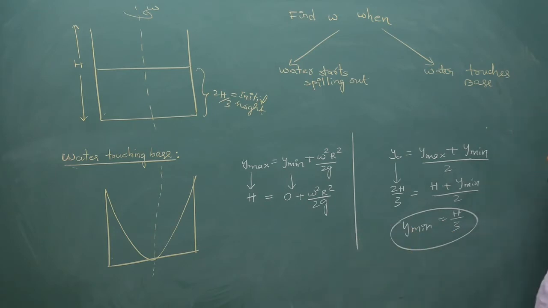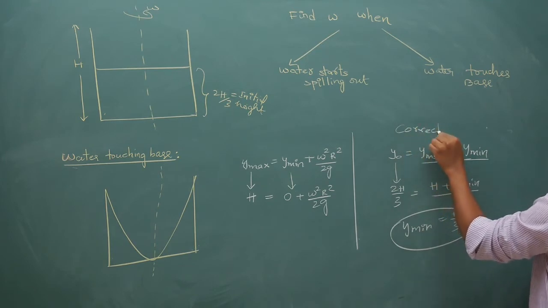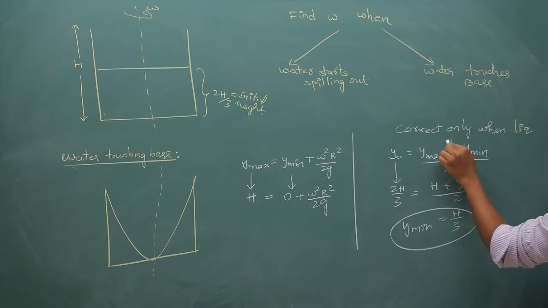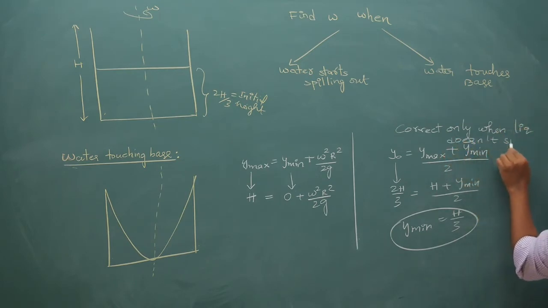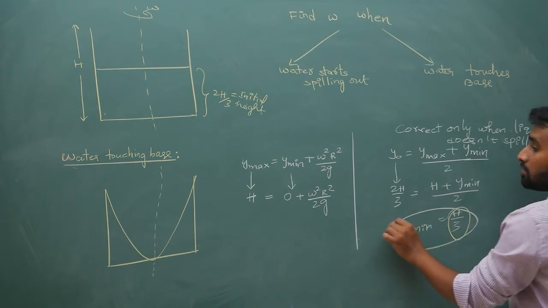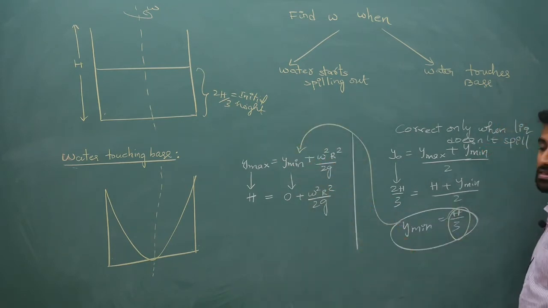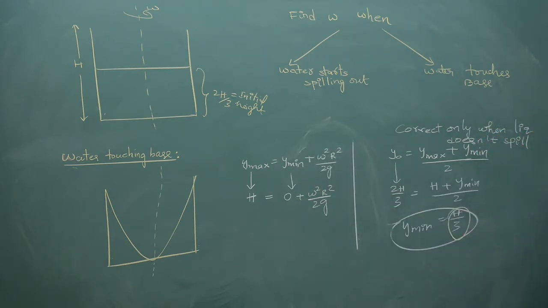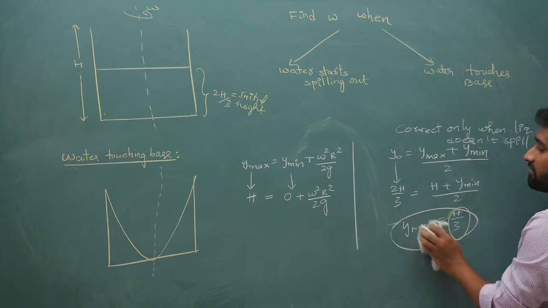Now what is the difference in both of these cases? This is correct only when liquid doesn't spill out. Many people will try to substitute this minimum of h by 3 into this equation and then try to calculate omega substituting Ymax equal to r, but that is wrong. This equation is correct as I have written only when liquid does not spill. So you cannot calculate Ymin from this equation.